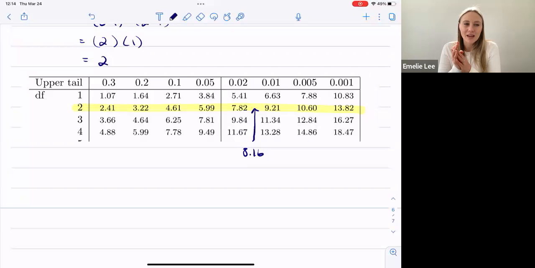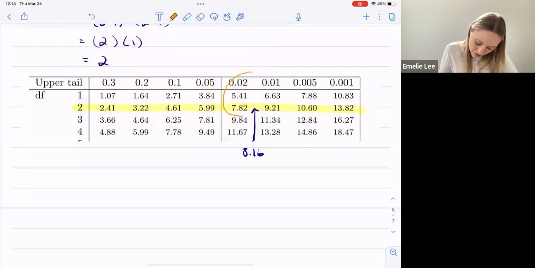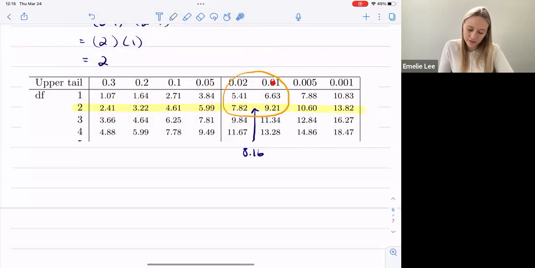So our p-value then, if we wanted to use the p-value approach, is somewhere between 0.01 and 0.02, right? Or let's say that we assume an alpha level of 0.05, right? Then our critical value would be 5.99. So notice how these are all the same, right? You can say, okay, if it's larger than 5.99, then I have enough evidence to reject H0, but that's because the p-value is less than 0.05, right?